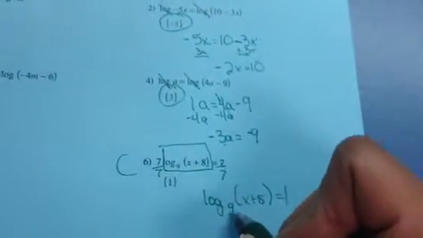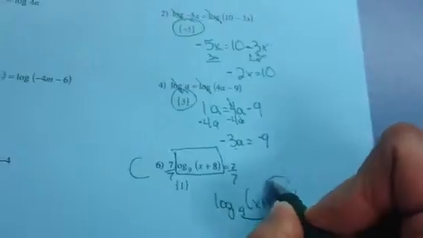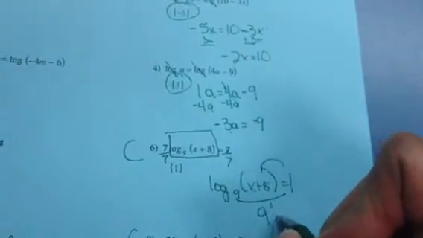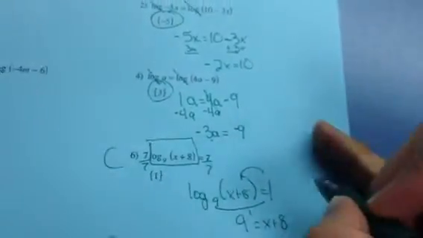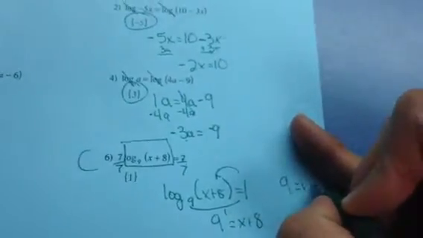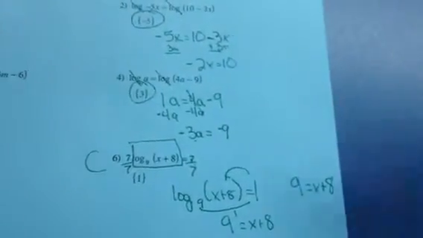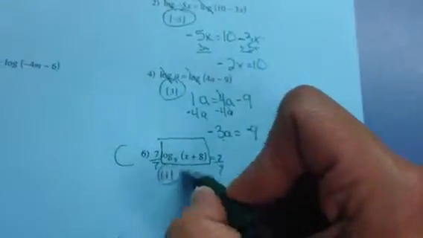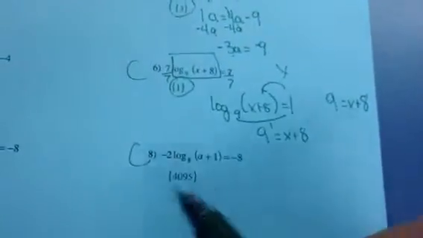Logs loop into exponents. So it's going to go 9 to the first power equals this. 9 to the first power is just 9. And now to solve for x, I just subtract 8, and when I'm done, I get x to be, well, here it is, 1.